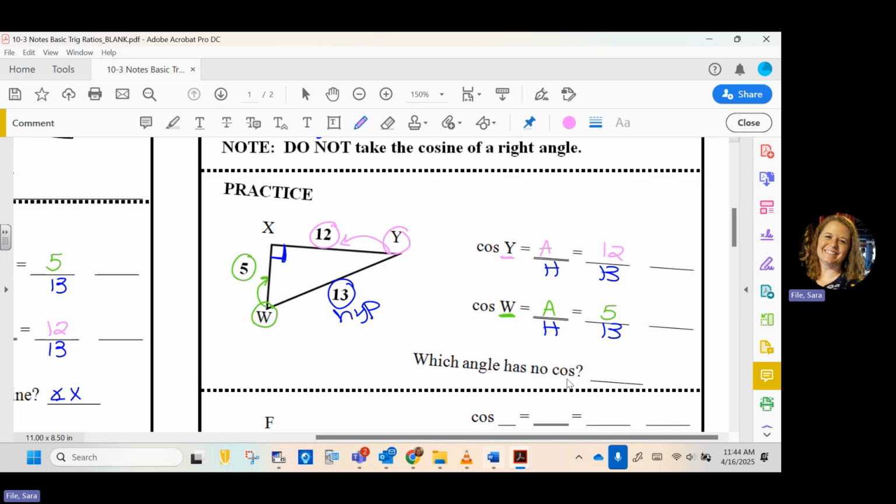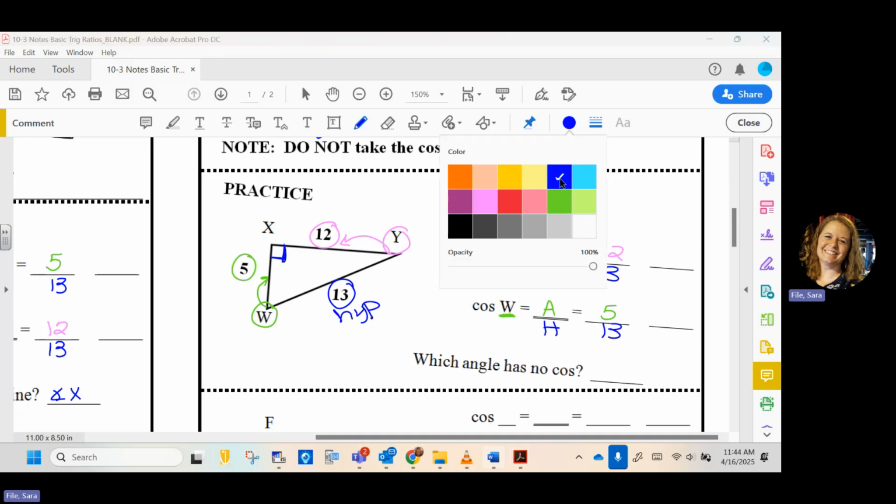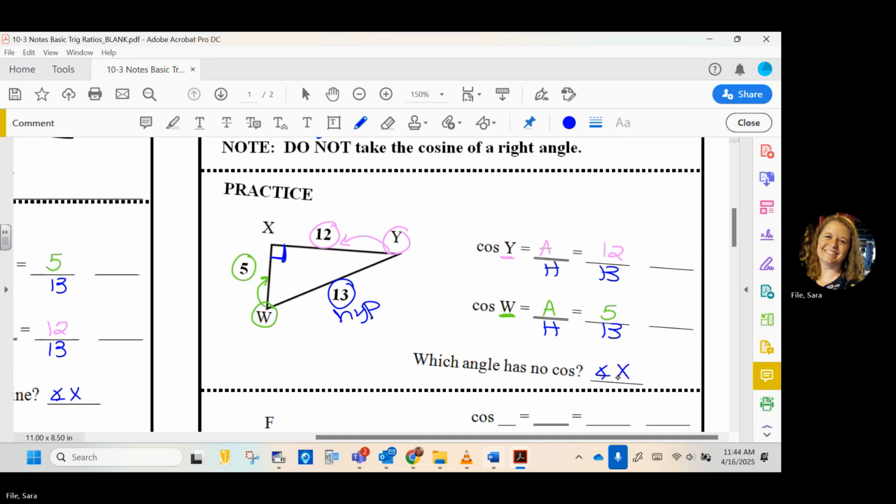Okay, now which one are you never going to take cosine of? Again, that's the right angle. So in this case, that's angle X. So you can again see, as we did with this triangle, that sine of angle W is the same as cosine of angle Y, 12/13. Sine of angle Y is the same as cosine of angle W. Okay, so if you switch the angle, it's going to be the same as the other trig function, sine versus cosine.